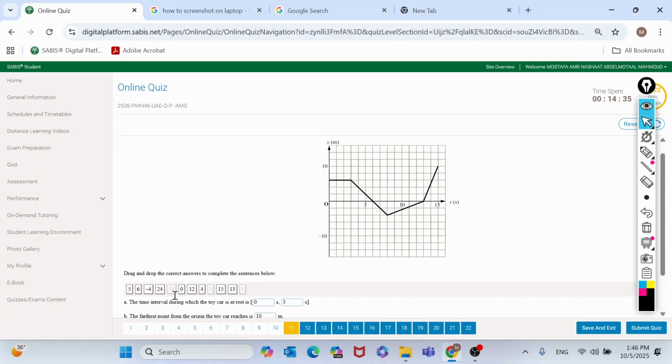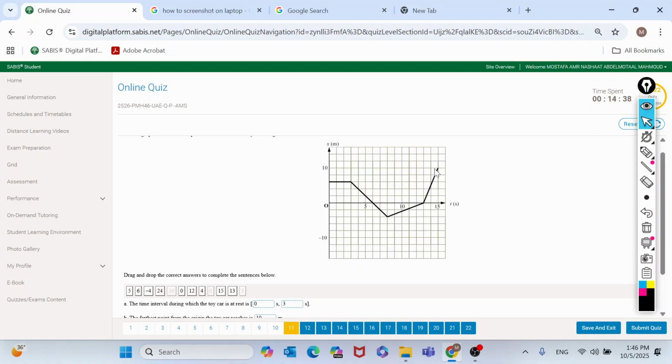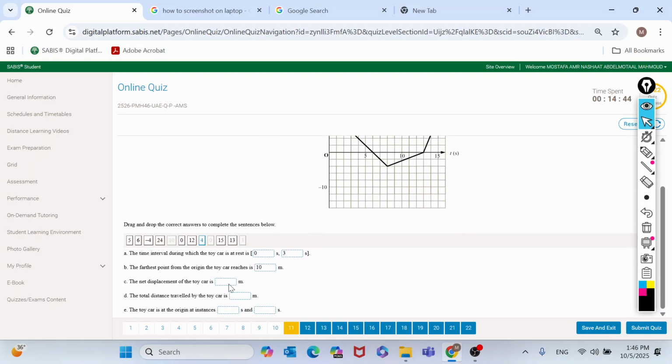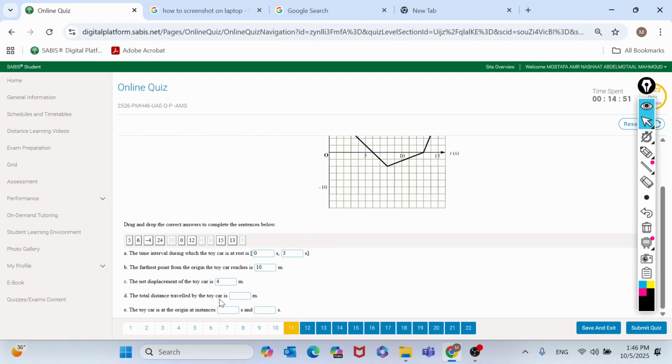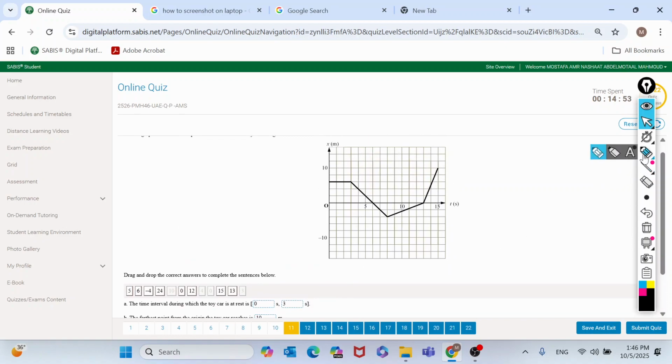Net displacement of the toy car, x final minus x initial, so 10 minus 6, so 4. Each box is 2. 10 minus 6, yeah. The total distance traveled by the car. So for the total distance, you're going to find the distance of each segment. So this segment by itself, this segment by itself. Each segment you need to solve and add them up.